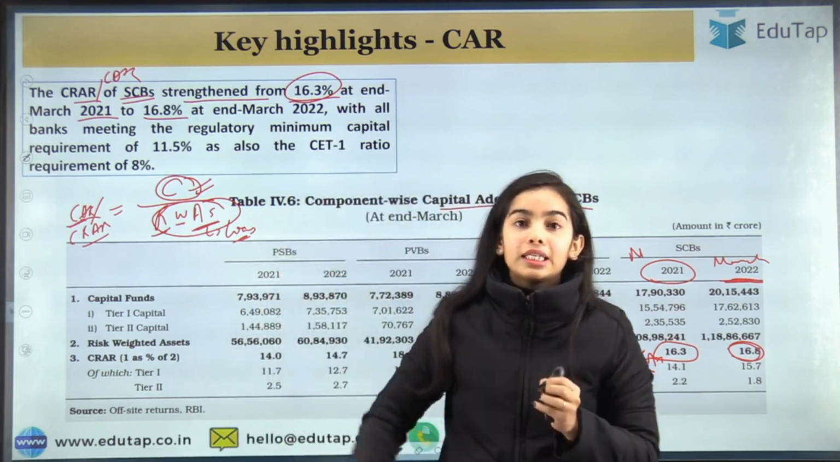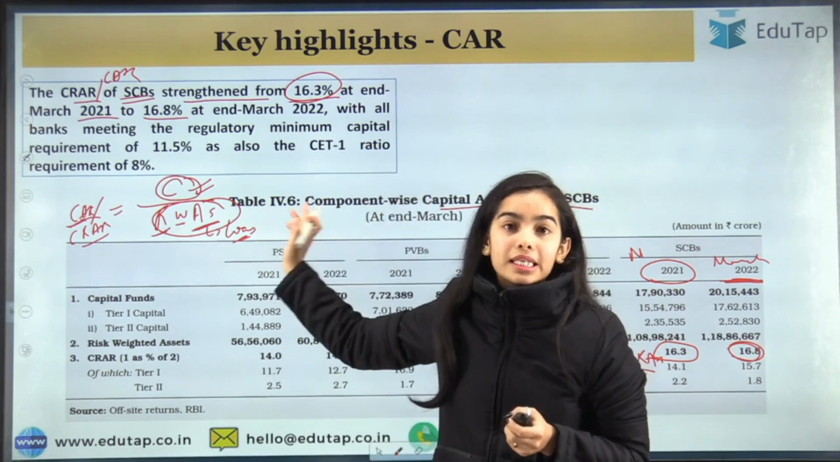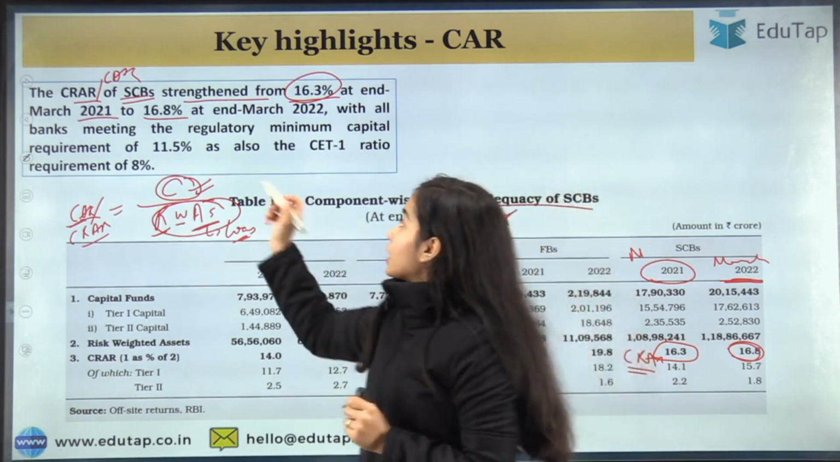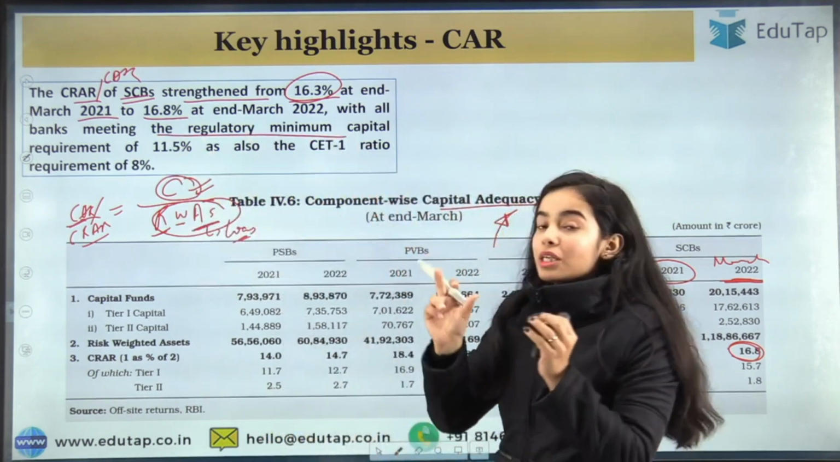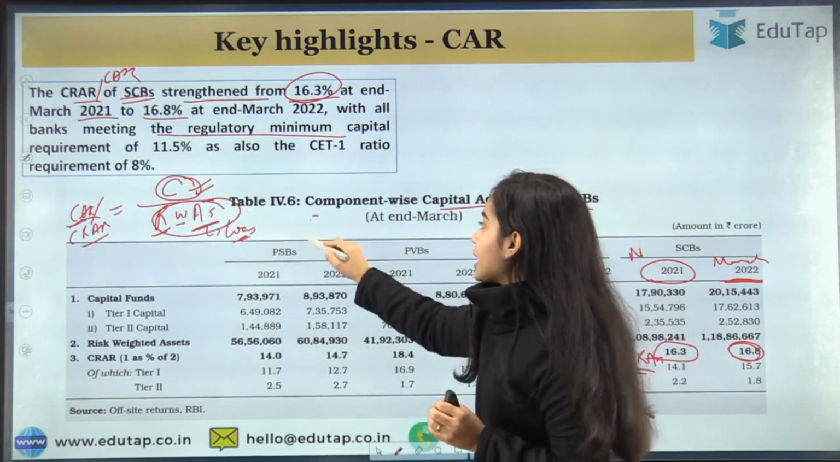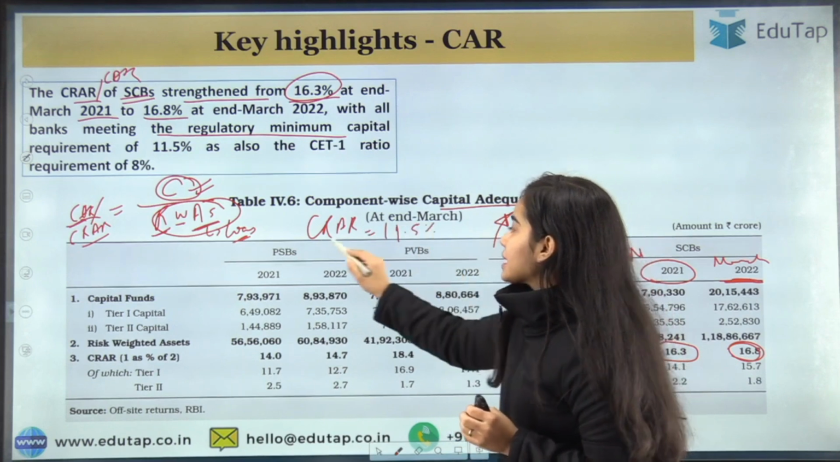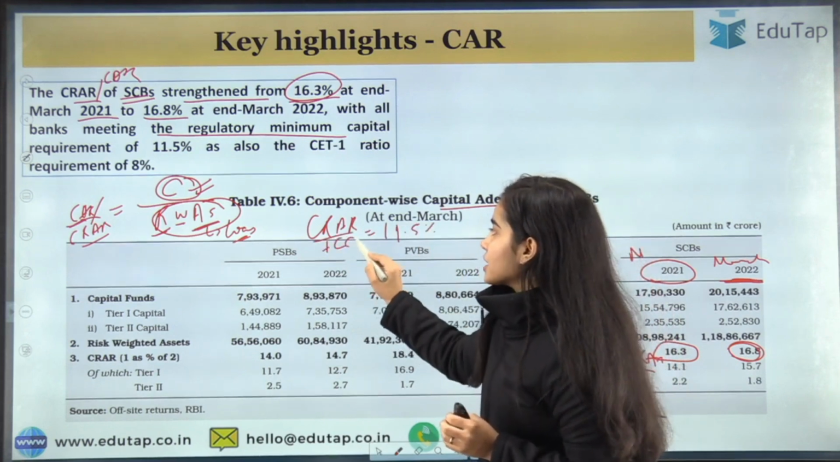Remember one thing very clearly: these data points were discussed in the newspapers also, and that's why they are very important. You have to remember them. So the minimum regulatory requirement for the CRAR is what? It is 11.5%. That is CRAR plus the capital conservation buffer.